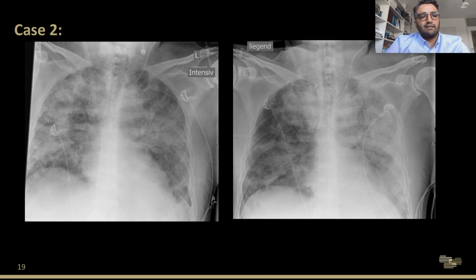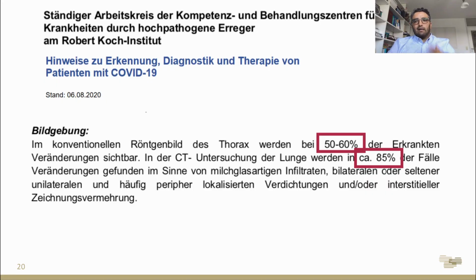So these two cases were typical cases of COVID-19. The first one was a light one, and this one is a severe case.